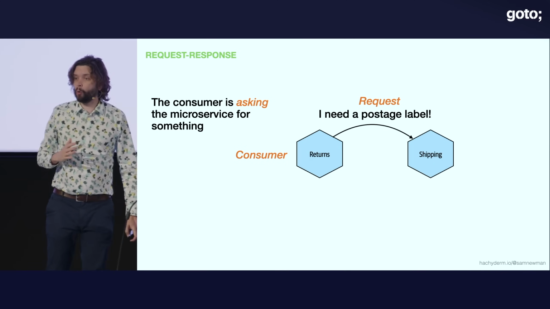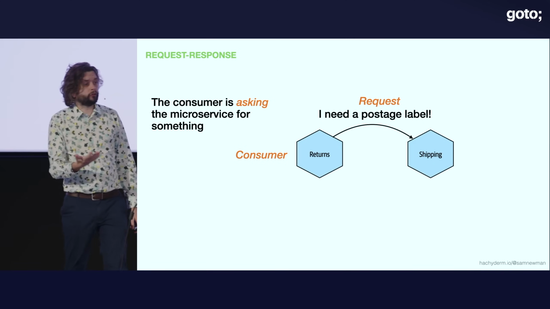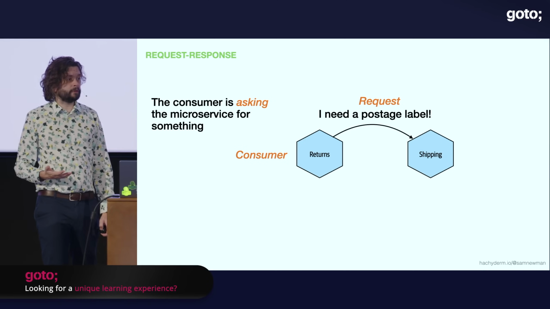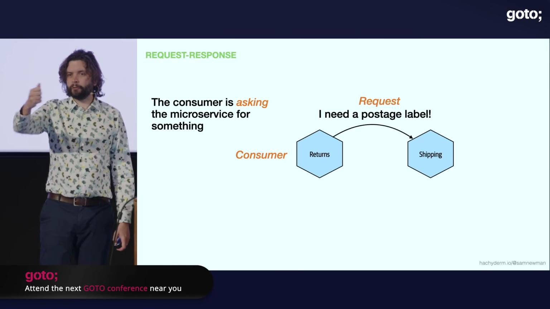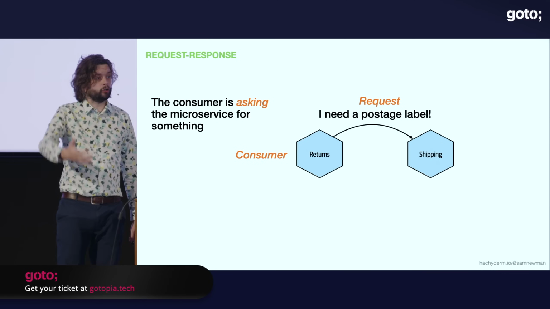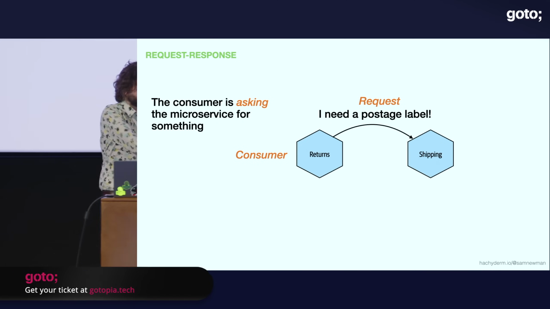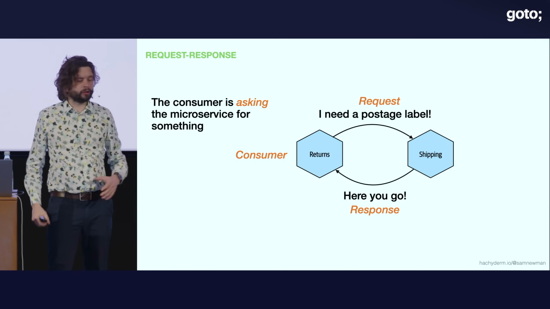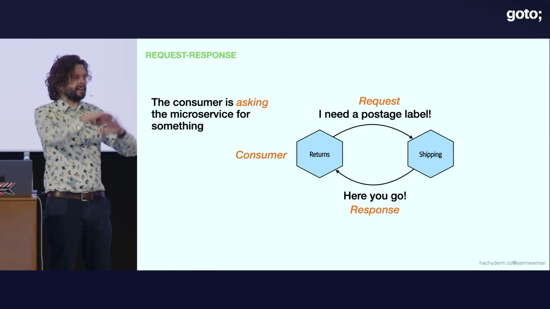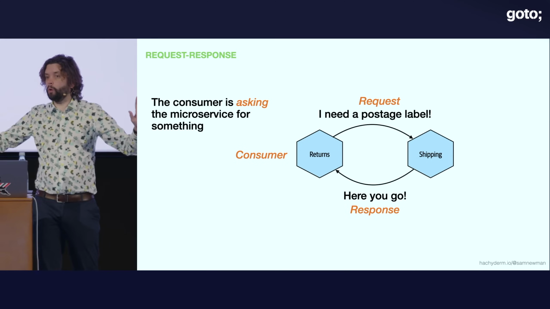So that's why I call them a request. I prefer this language. It's also the language we use in the HTTP specification, which tends to be the protocol that most of us end up using. So here I'm saying I need a postage label, and I'm going to consume the response. Hopefully in this situation, I'm going to get a response. The response comes back and says, here you go, here's your postage label. Nice, straightforward, tends to be one thing talking to one other thing.